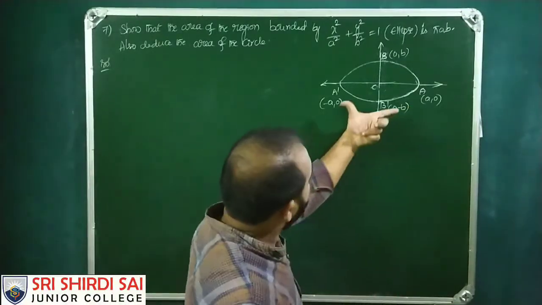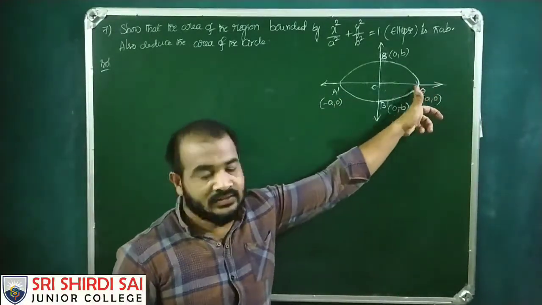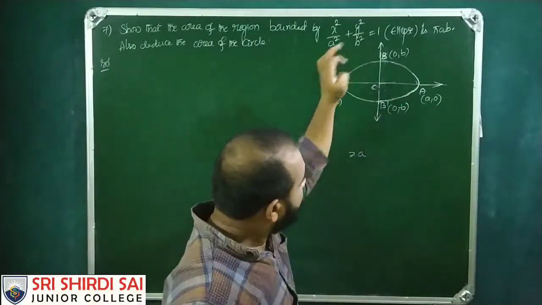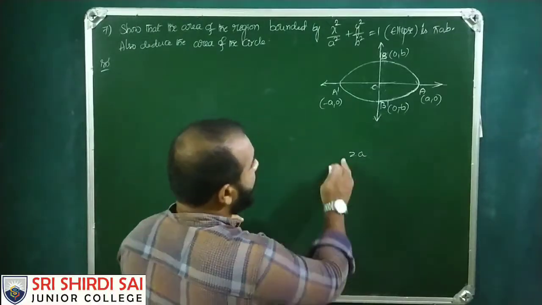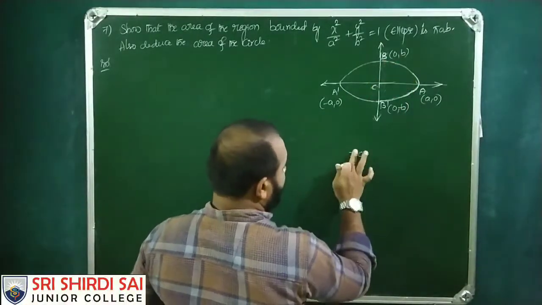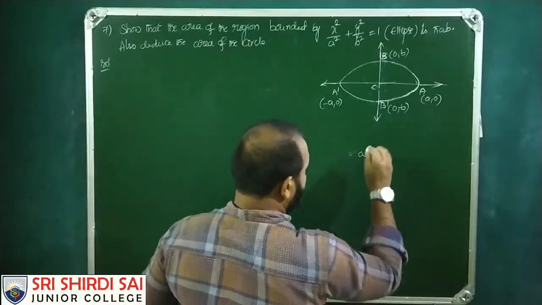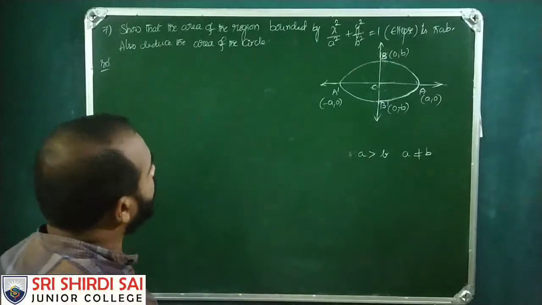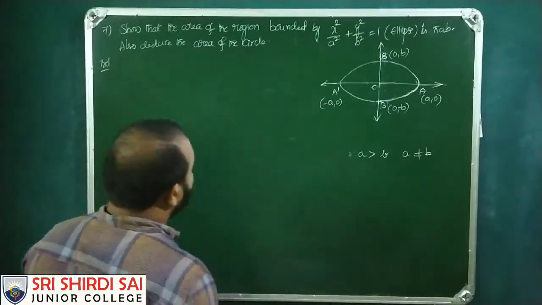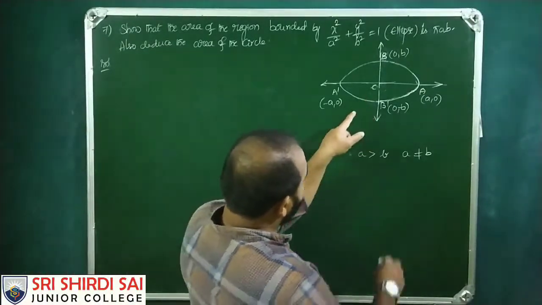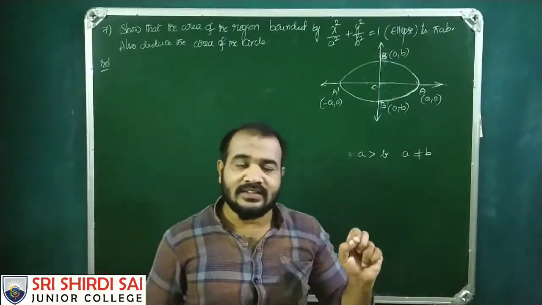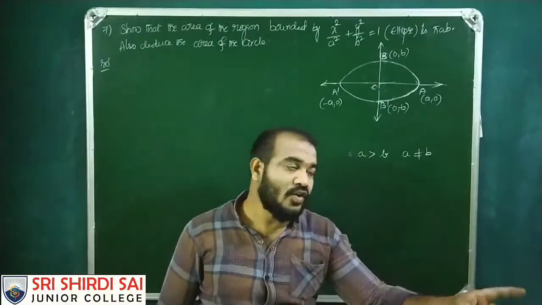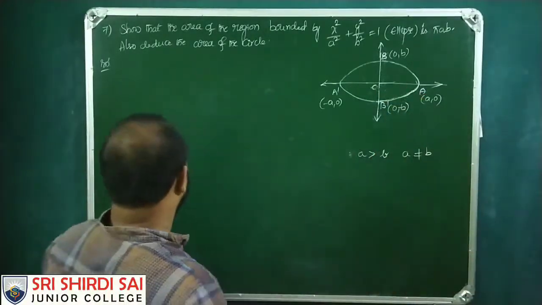So A dash A is the major axis. The length of the major axis is 2a and the length of the minor axis is 2b. So here a is greater than b; to be more specific, a not equal to b. The ellipse is said to be in its standard form if and only if its center is at the origin.